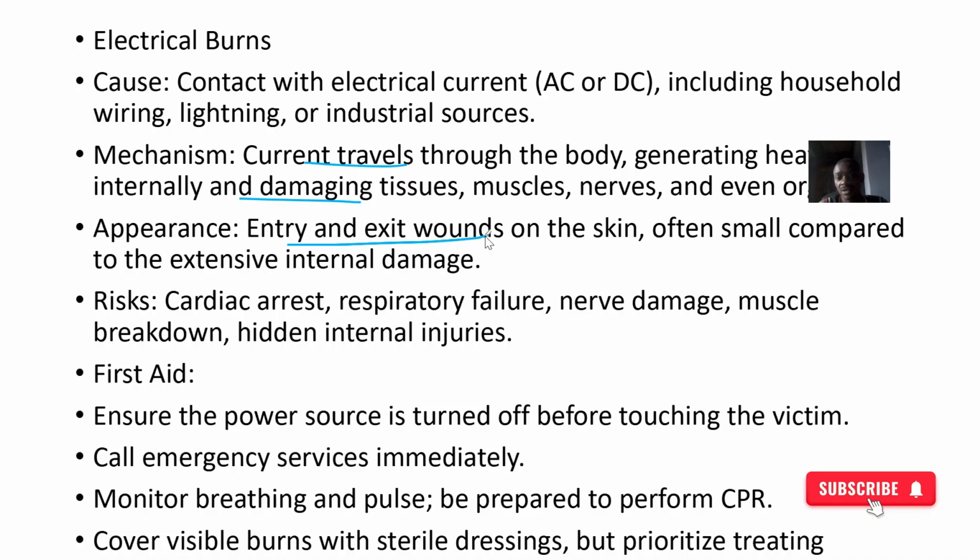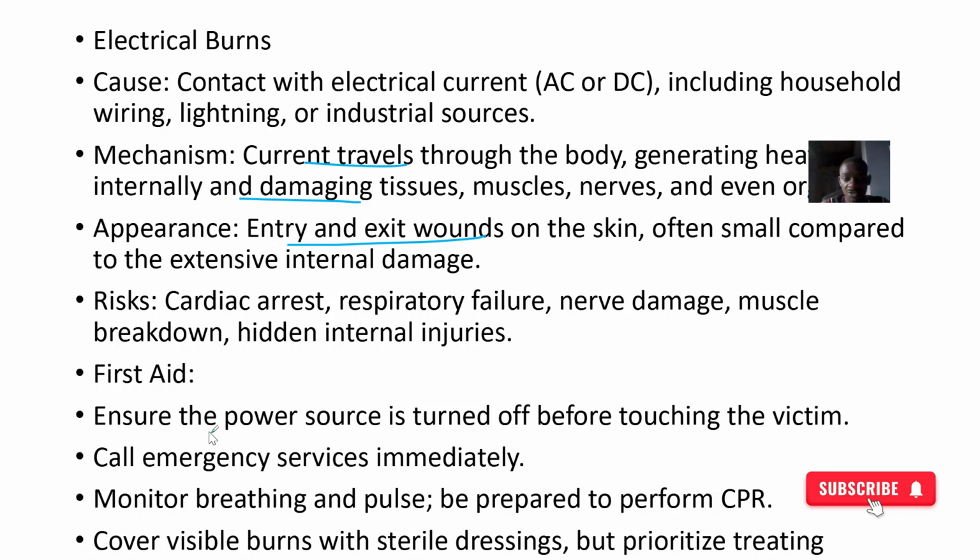In appearance, you have entry and exit wounds on the skin. That means you have a wound at the place where the current went into the body, and a wound at the place where the current went out. The risks: it could cause cardiac arrest, respiratory failure, nerve damage, and muscle breakdown.